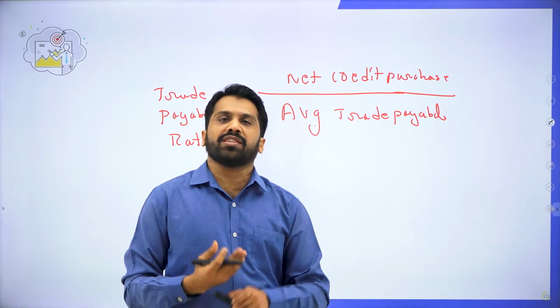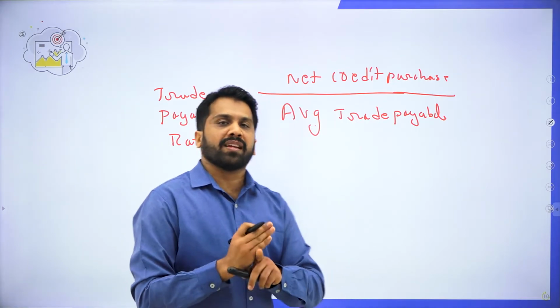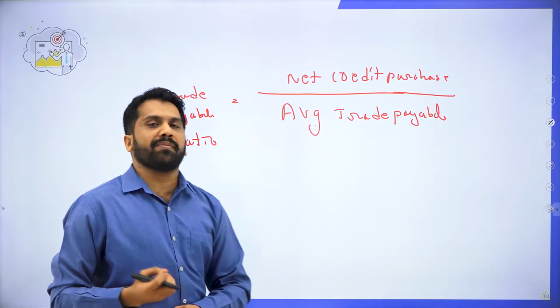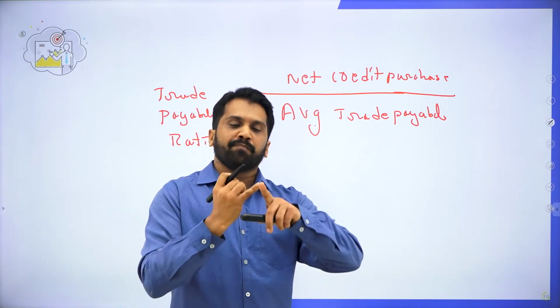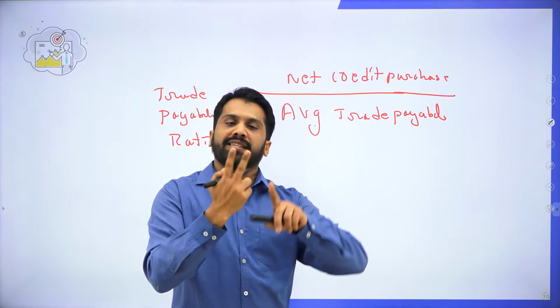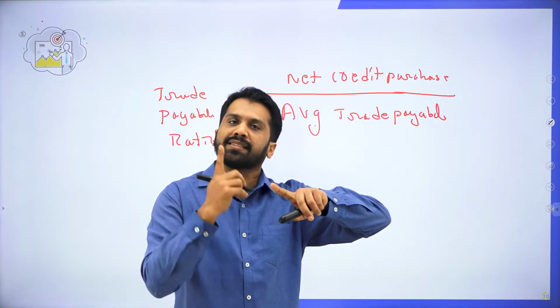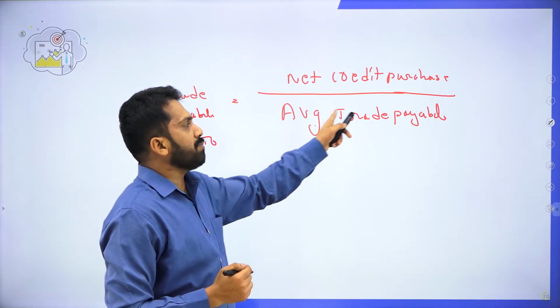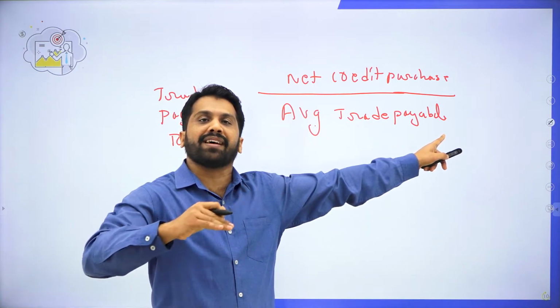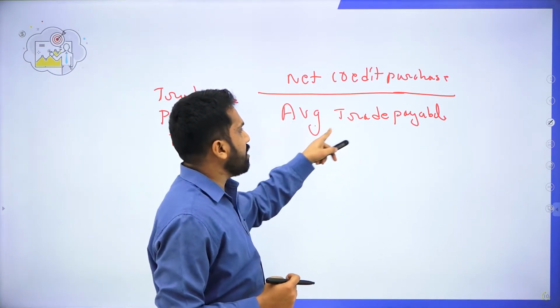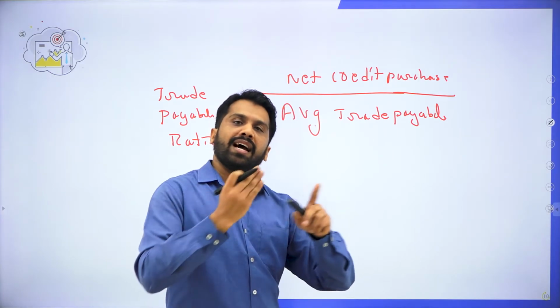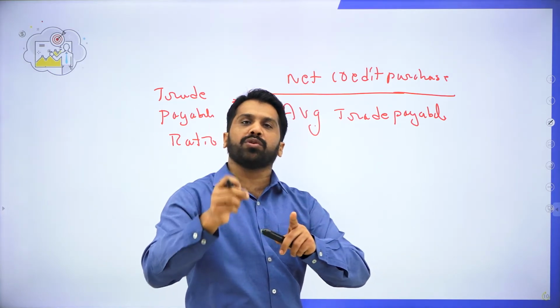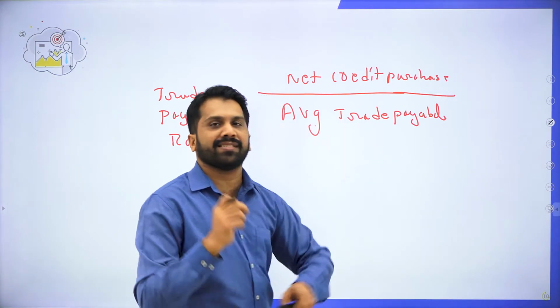Net credit purchase you will get from the question. Now, average trade payable, I just explained to you what that is. Very simple. Payable means what? Two things, purchase and creditors. Now, opening creditors plus closing creditors divided by 2, you will get your average trade payable. We'll find that out. I'll go back to the question. I'll show you where you can find these two.